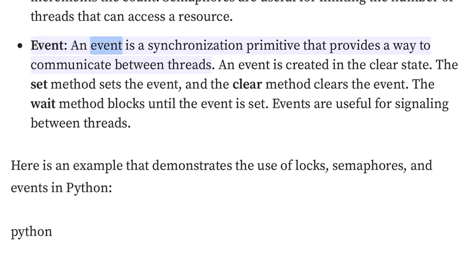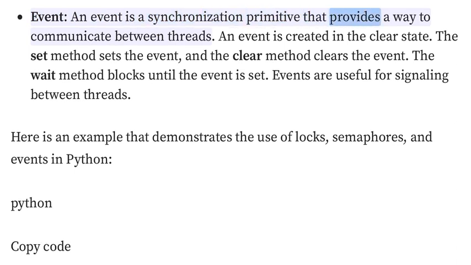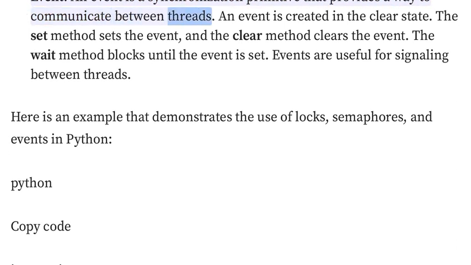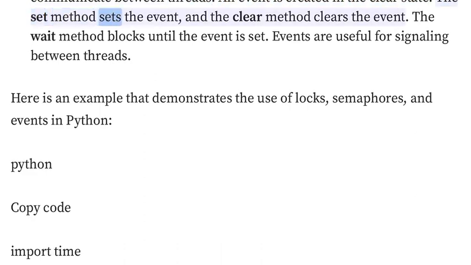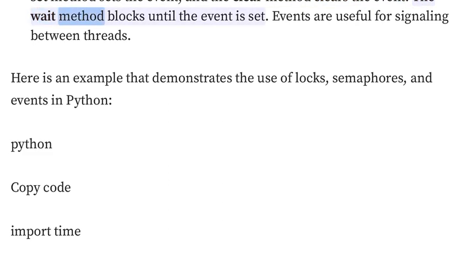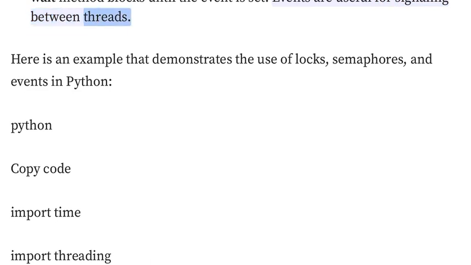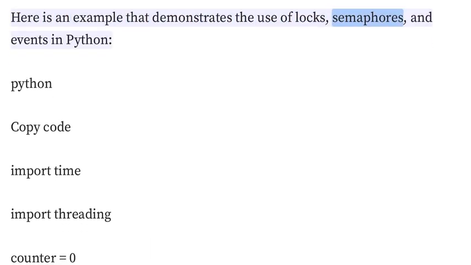Event. An event is a synchronization primitive that provides a way to communicate between threads. An event is created in the clear state. The set method sets the event, and the clear method clears the event. The wait method blocks until the event is set. Events are useful for signaling between threads. Here is an example that demonstrates the use of locks, semaphores, and events in Python.